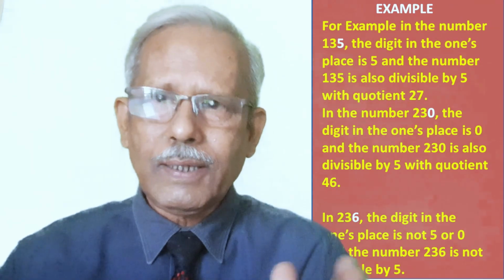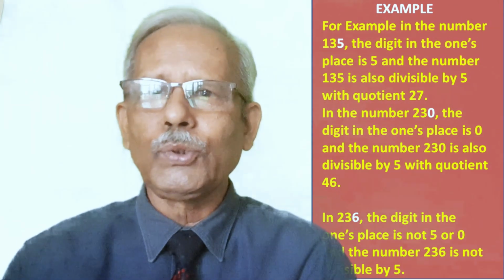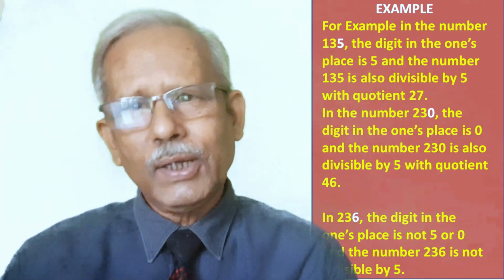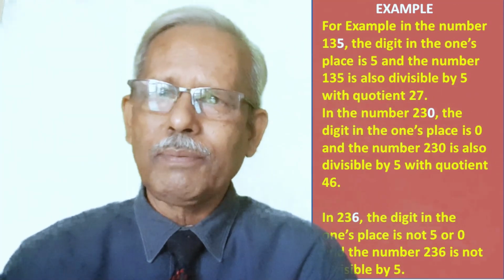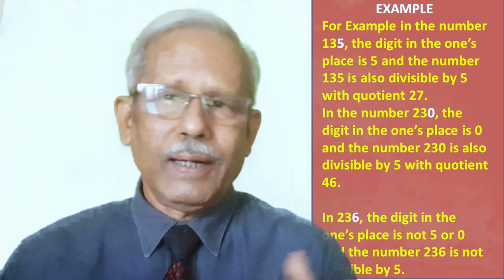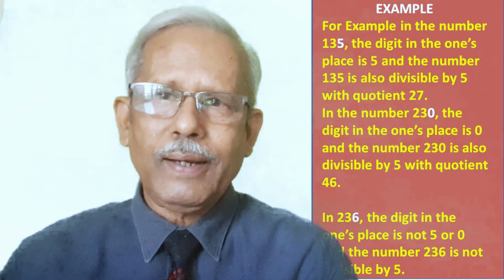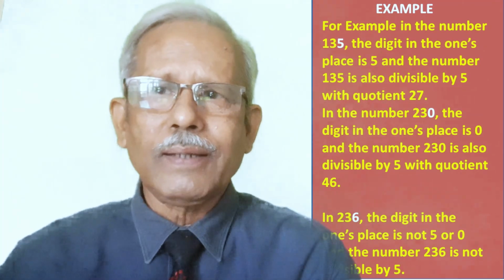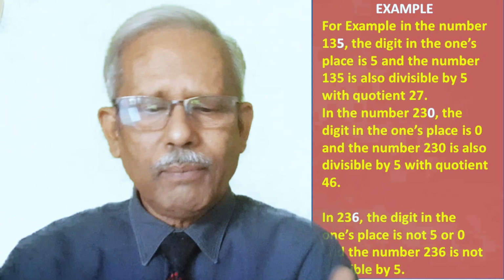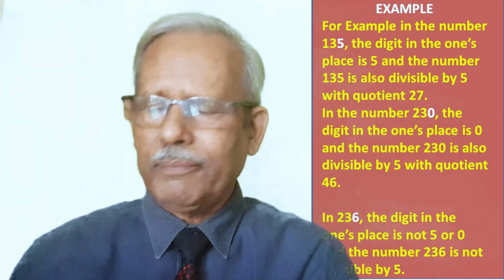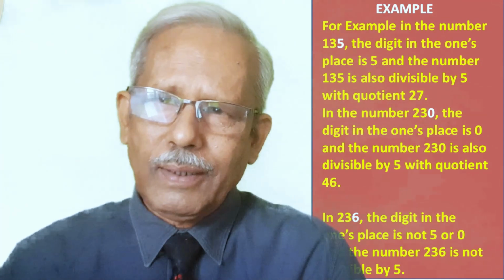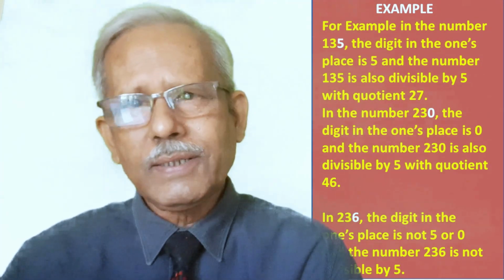Let us take another number, which is 230. The digit in the ones place is 0, so it should be divisible by 5, and it is divisible by 5 with the quotient 46, right? Let us take the number 236, where the digit in the ones place is neither 5 nor 0, it is 6, and you will indeed find out that this number is not divisible by 5. So it's very simple in the case of 5: if the digit in the ones place is 5 or 0, it's divisible by 5.